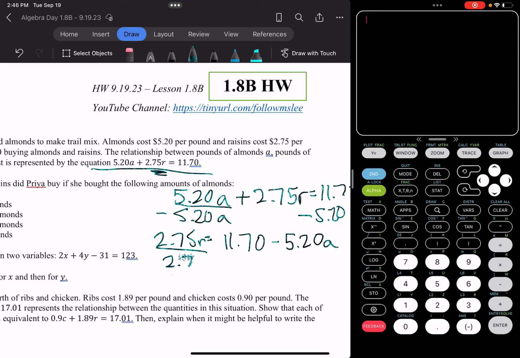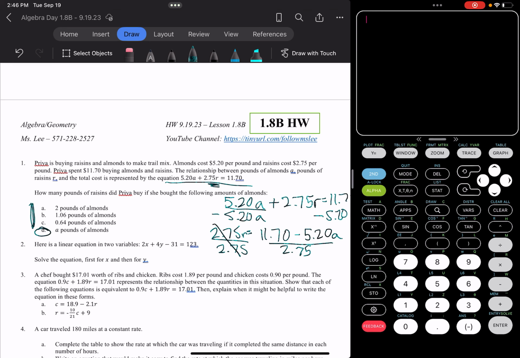So now I can divide both sides by $2.75, and this will give me what R equals. So to find out how many pounds of raisins I bought, I can now substitute 2 into this equation, and it'll make it a little bit faster to solve instead of going through that process every single time. So I'm going to do $5.20 times 2 pounds of almonds, gives me $10.40 that I'm spending.